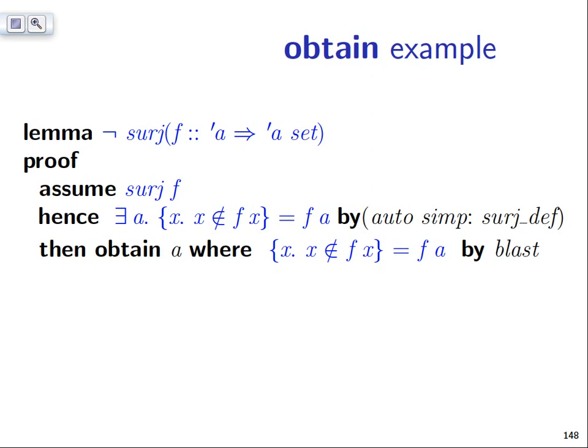But what does it mean that little a is in the left-hand side? It means that little a is not an element of f of a. What does it mean that little a is on the right-hand side? It means that little a is an element of f of a. Well, that is clearly contradictory.